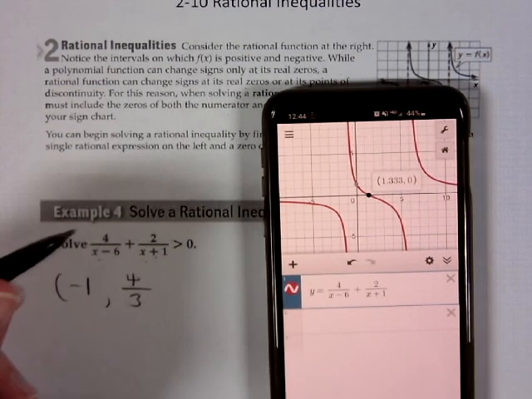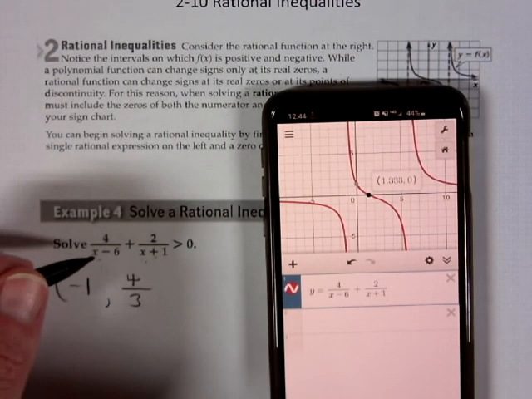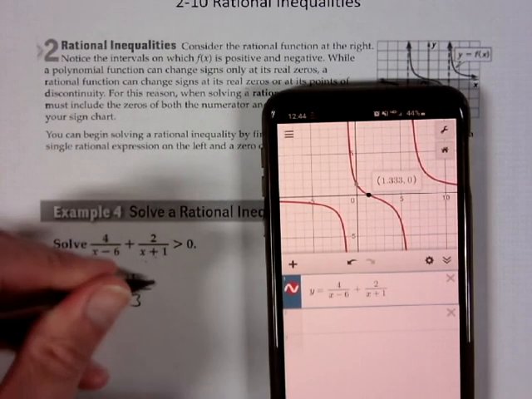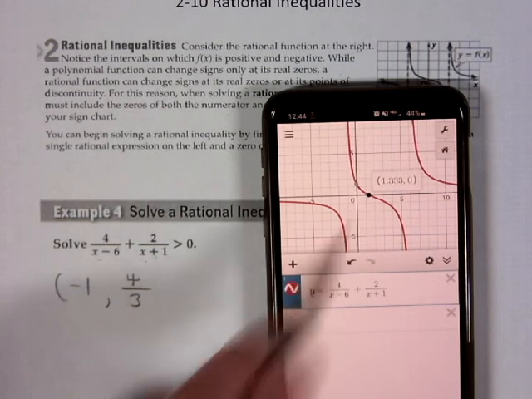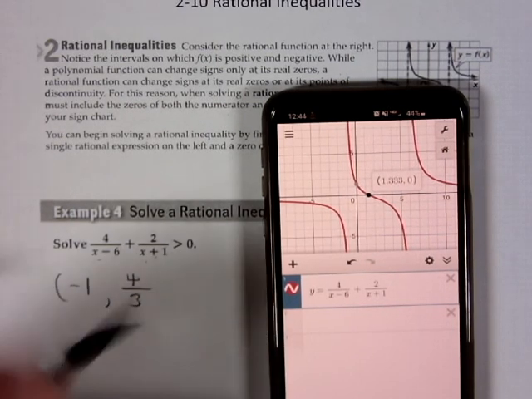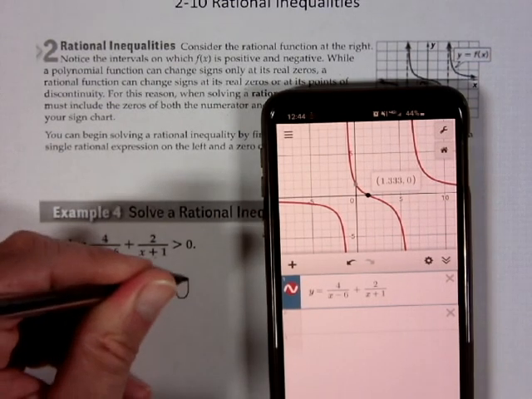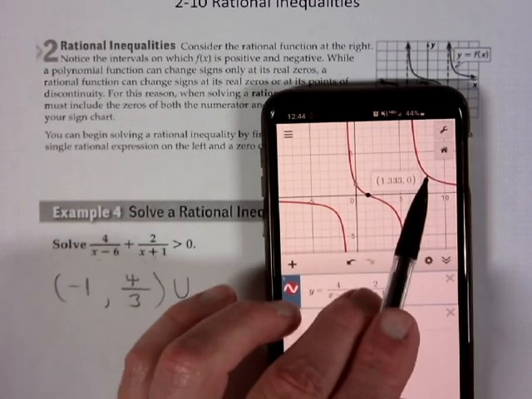And you can probably find a decimal to fraction converter somewhere online if you need that. And of course, does it include this 4/3? No, because we want strictly greater than, so I'm going to use a parenthesis. I need to union that now with another interval because it is positive again over here.